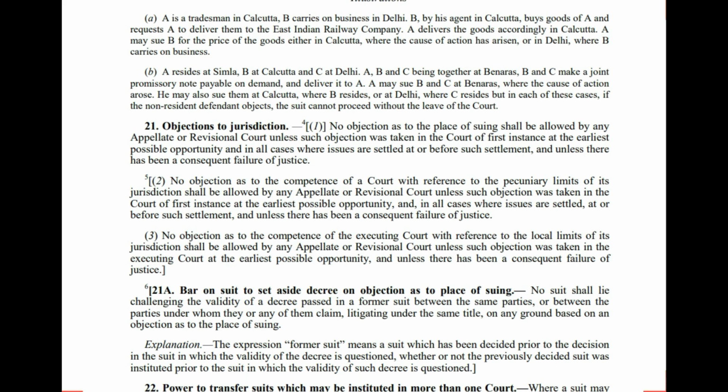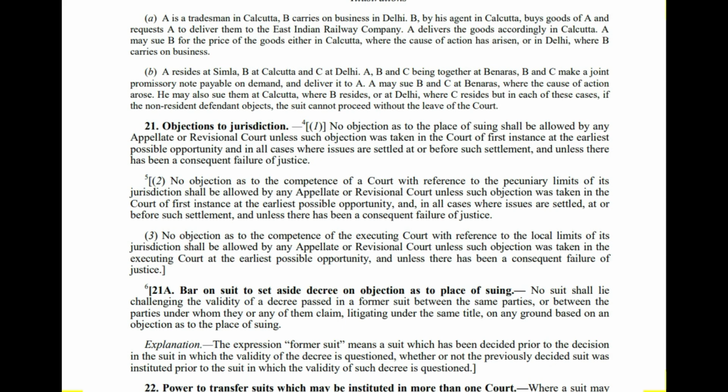A is a person who is residing at Simla and B is a person who is residing at Calcutta and C is a person who is residing at Delhi. These A, B, C are friends. They travel together to Benares and there B and C make a joint promissory note payable on demand and deliver it to A. Then A can sue B and C at Benares where the cause of action arose, or he may sue them at Calcutta where B resides or at Delhi where C resides.